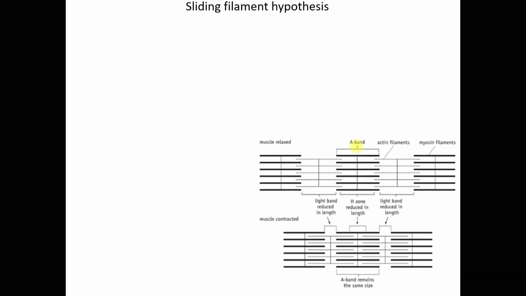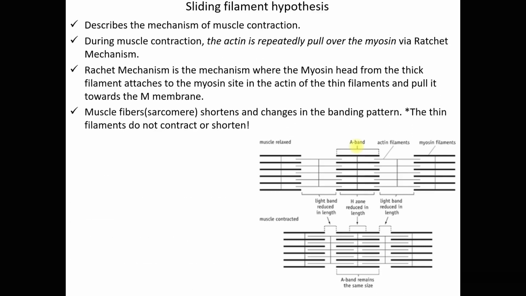Now let's put some summary here on the sliding filament hypothesis. The sliding filament hypothesis describes the mechanism of muscle contraction. During muscle contraction, the actin is repeatedly pulled over the myosin via ratchet mechanism. The ratchet mechanism is where the myosin head from the thick filament attaches to the myosin sites in the actin of the thin filaments and pulls it towards the M membrane. You can see the M membrane here, where this actin is being pulled by the myosin towards the M membrane. And this is when a muscle contracted.